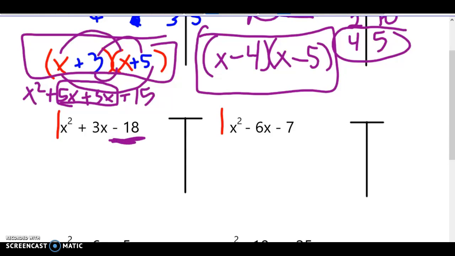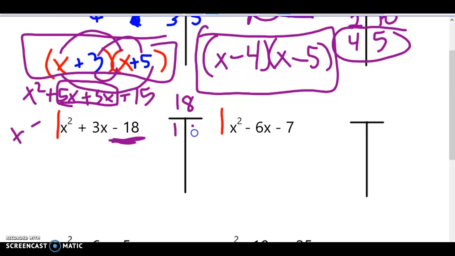Well, how do you multiply to get a negative? You know your signs have to be, or at least hopefully you know, your signs have to be opposite. One has to be positive, one has to be negative. So let's go through and figure out what multiplies to negative 18 but adds to give me positive 3.